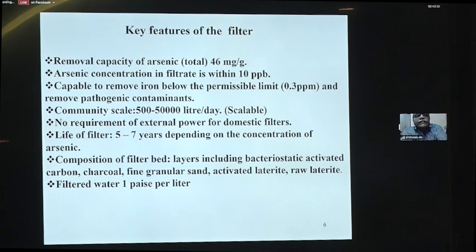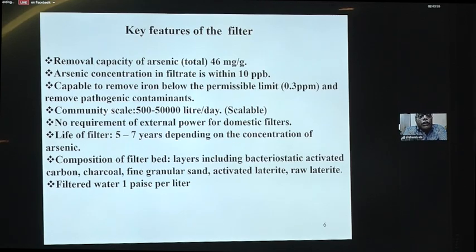So these are some of the key features of the filter that I have summarized in this slide. It has a very high removal capacity of arsenic, 46 milligram per gram. It is one of the highest among the naturally occurring media. Arsenic concentration in the filtrate is within 10 ppb, microgram per liter, that is the WHO prescribed limit. So after filtration, its concentration is less than 10 ppb.